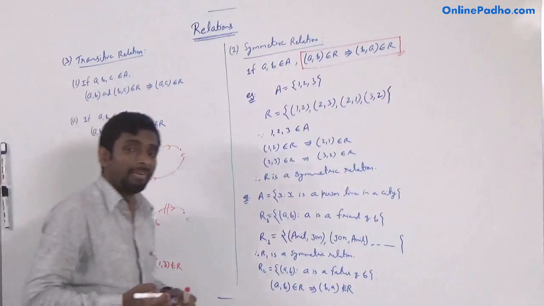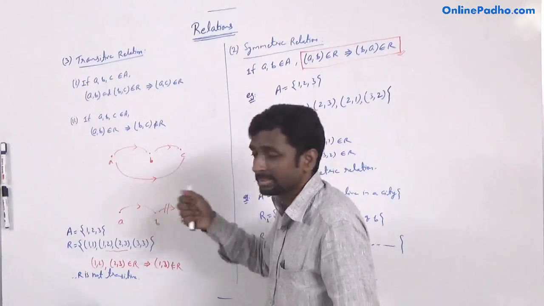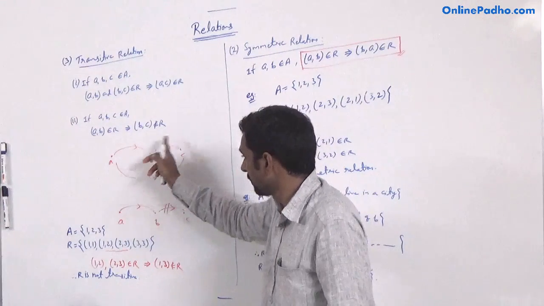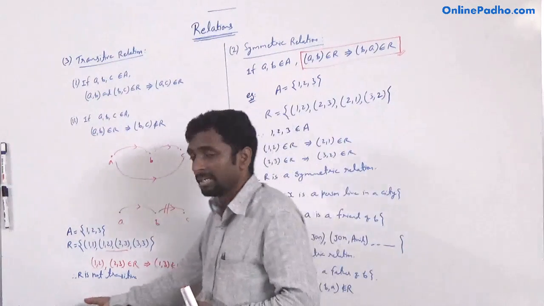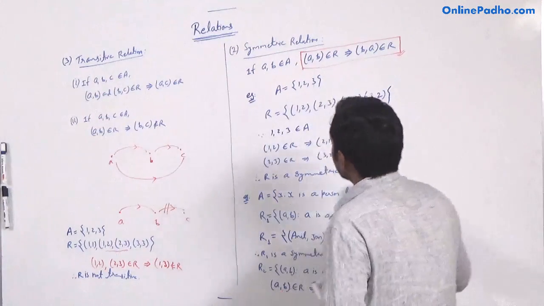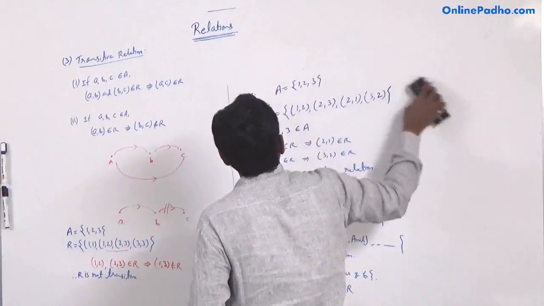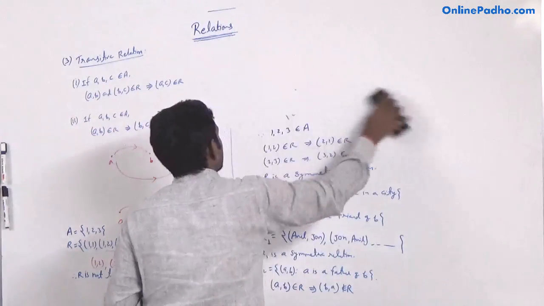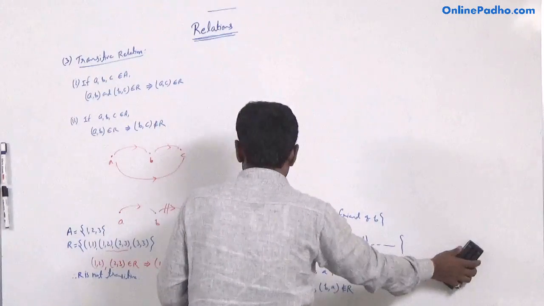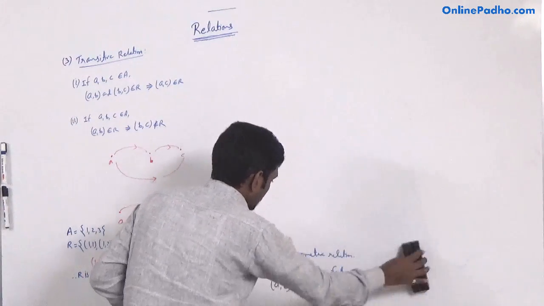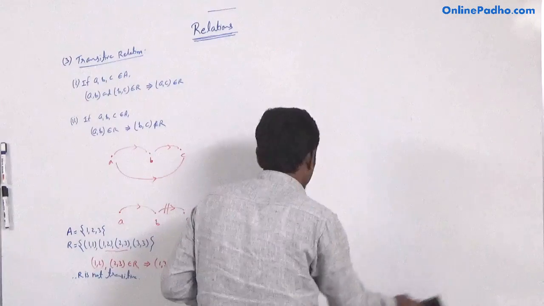In the case of transitivity, we must satisfy either this case or this case. If AB belong to the relation, BC belong to the relation, AC must belong to the relation. Then only we can say that is a transitive relation. So these are the three relations: reflexive, symmetric, and the transitive relations. And if a relation satisfies all the three, reflexive, symmetric, as well as transitive, that relation is called the equivalence relation.